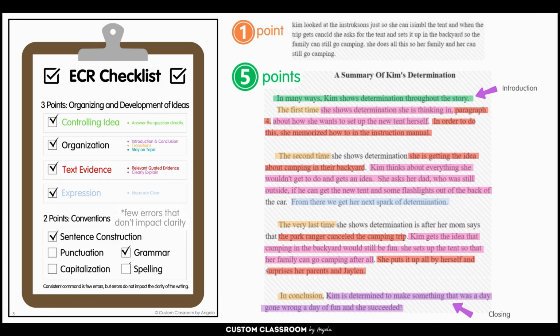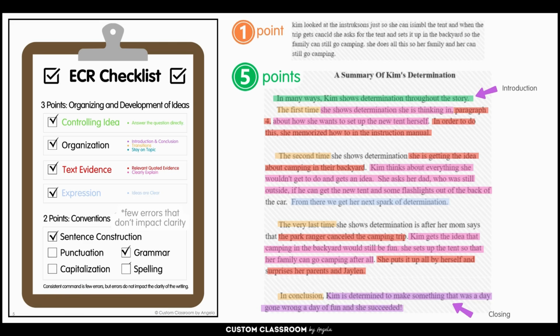All right, here's an example now of what a student that scored 5 points looks like. They even have a title, A Summary of Kim's Determination. In many ways, Kim shows determination throughout the story. The first time she shows determination, she is thinking in paragraph 4 how she wants to set up the new tent herself. In order to do this, she memorizes how to in the instruction manual.